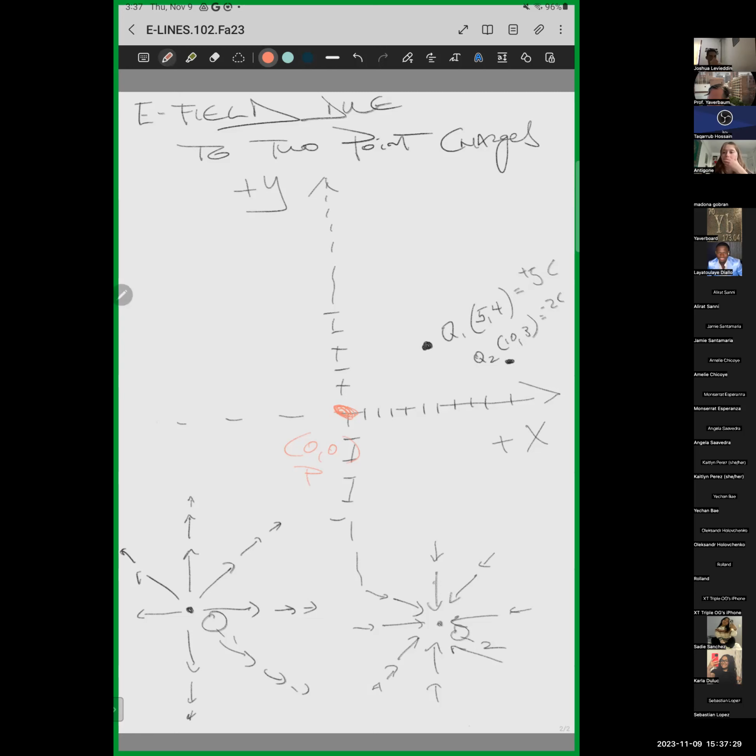The goal is to compute the E vector, the total magnitude and direction of what the E arrow is doing here, but we're just doing it there because that's a point that we're picking. The problem could be asked at any point in space, and the whole procedure would be the same. Okay, so that's what we're trying to do.